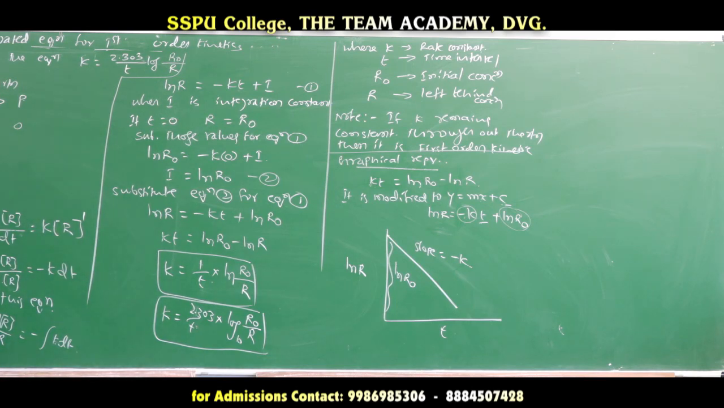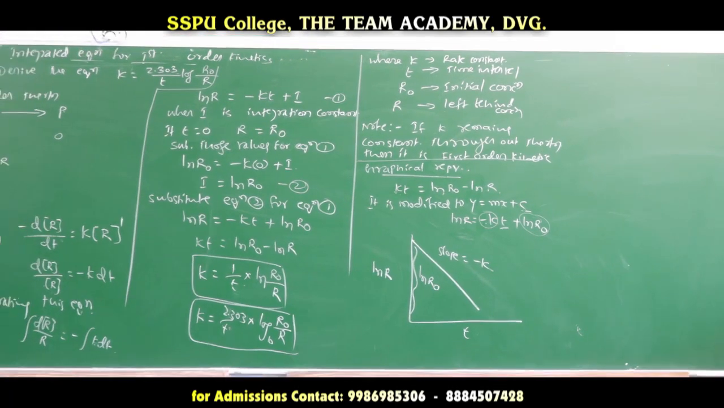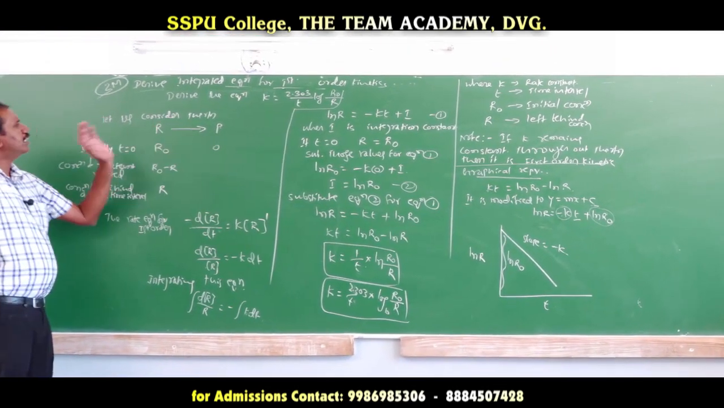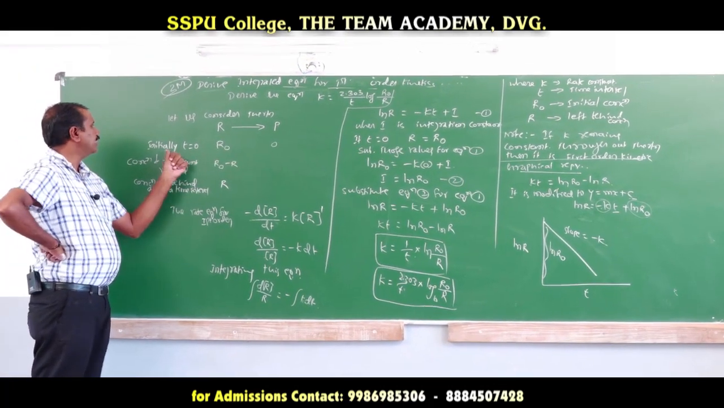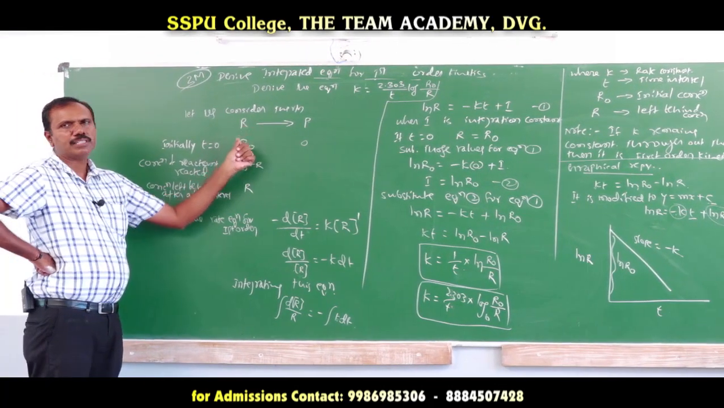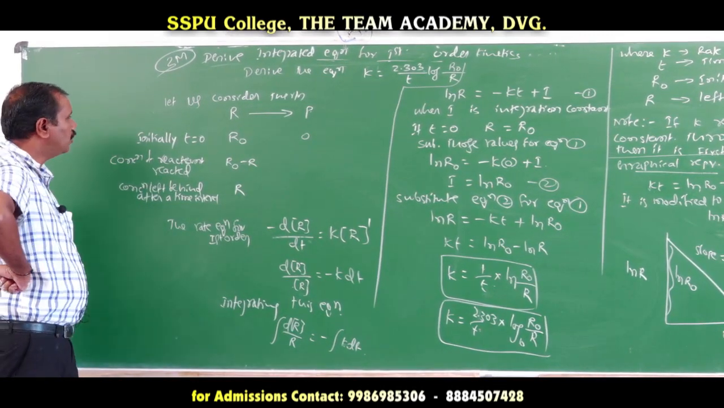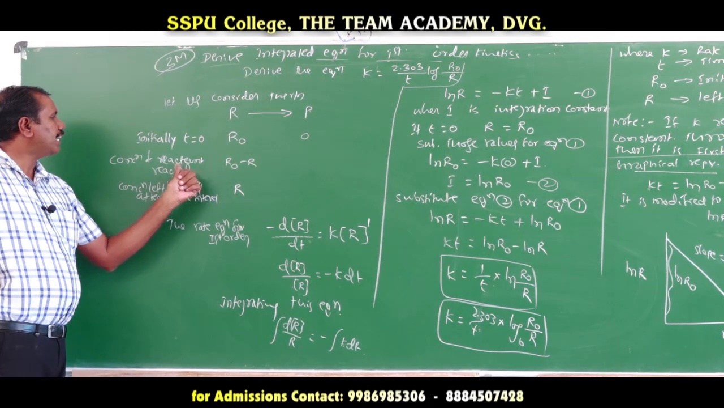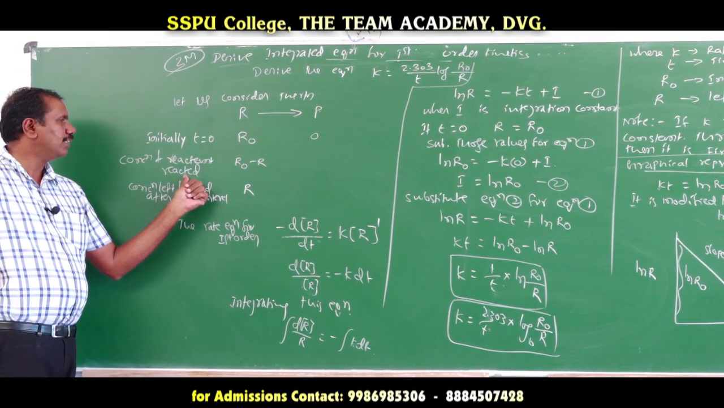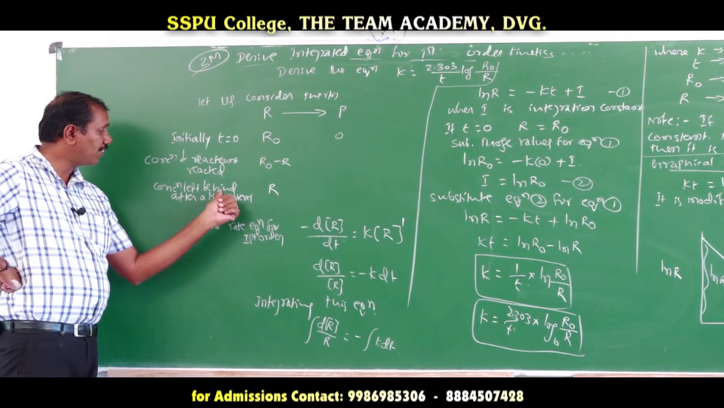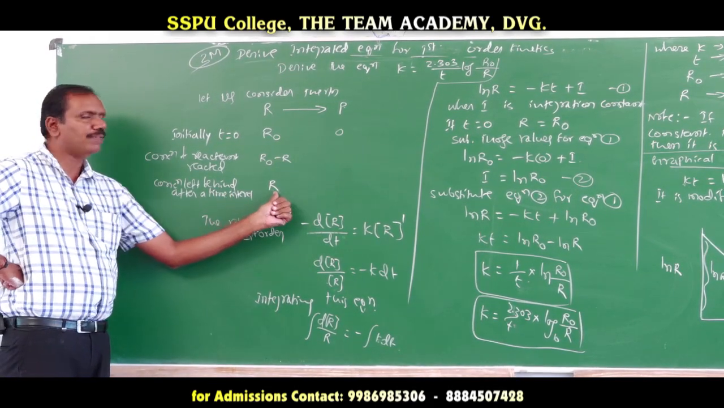So they may ask the question: derive the equation where k equals 2.303 by t log of R naught by R, that is, derive the first order kinetic equation. Let us consider the reaction where R gives P. Initially, when time is 0, the concentration of R is R naught. Product is 0 at 0 time. The concentration of reactant left behind after a time interval is R.